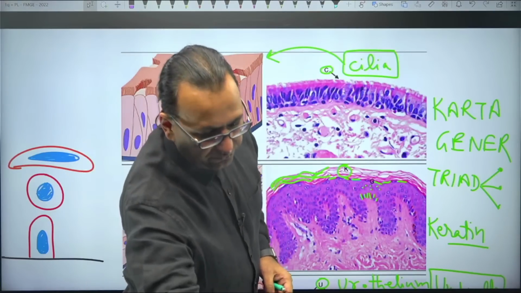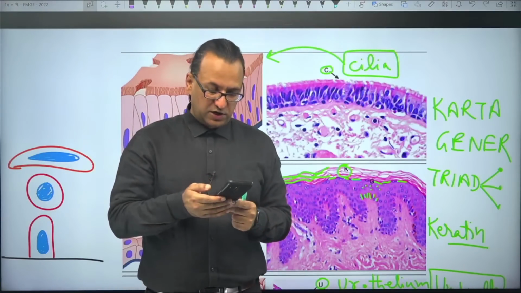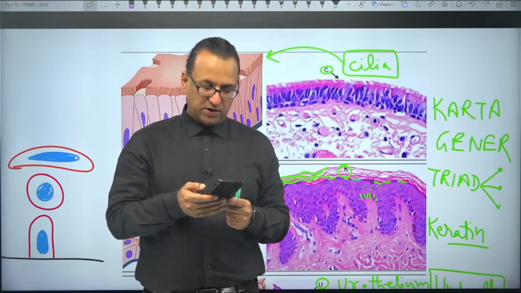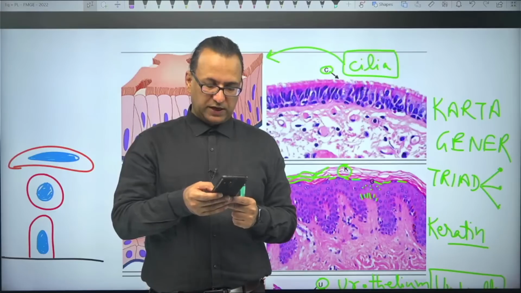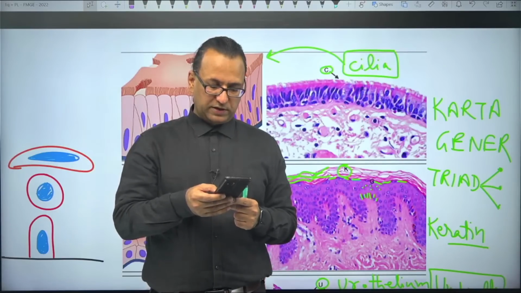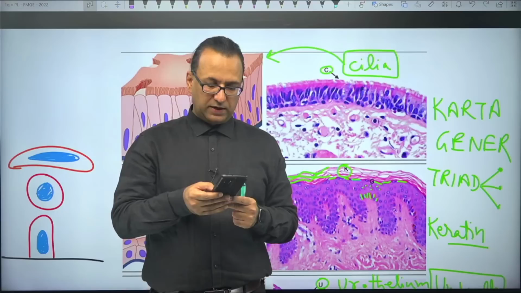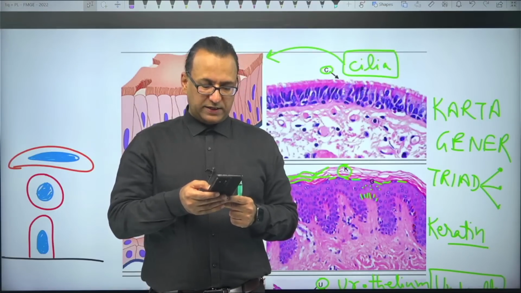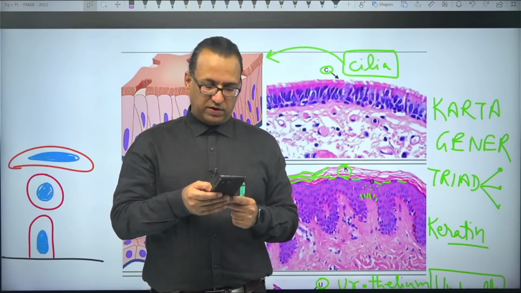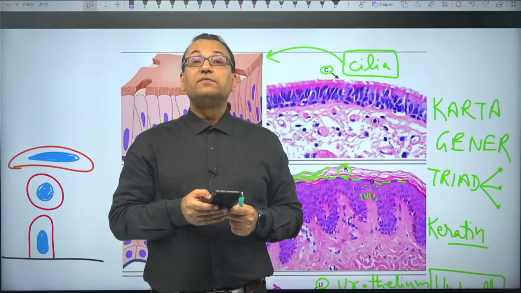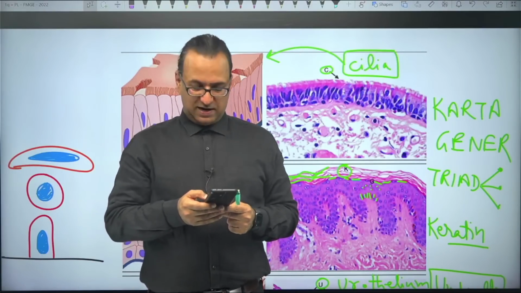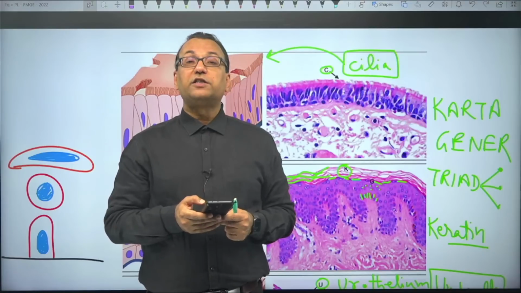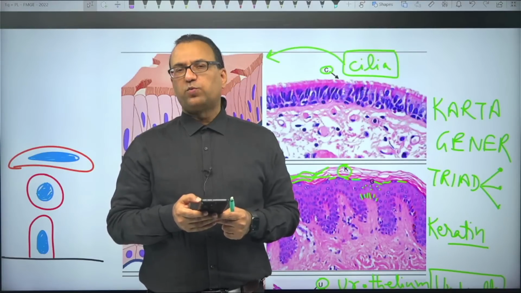Let me see if there are any queries in this relation. Yes, pseudo-stratified, mucus, yes, correct. Dr. Manpreet, skin, esophagus, yes, PCT, right. Rafiq, microvilli. So as I find, most of you are already prepared. You just need fine tuning, chiseling. And a teacher does nothing but just guide you in the right direction. That's my point.